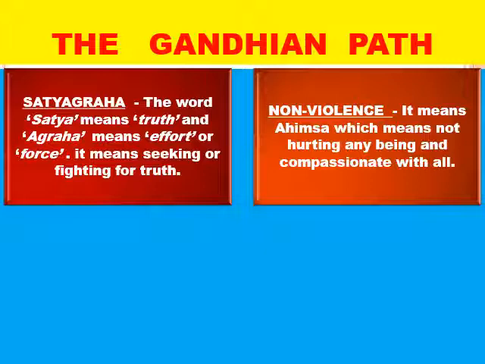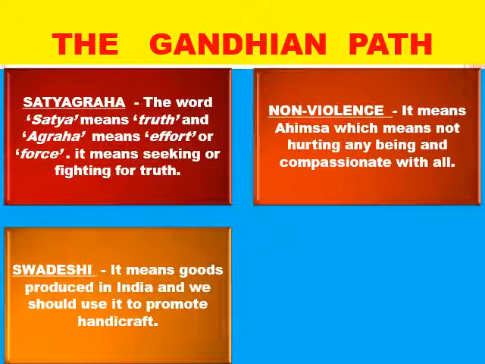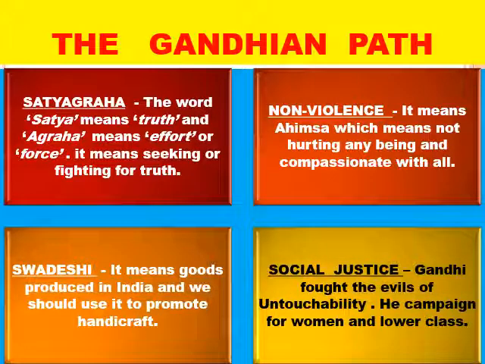So it meant ahimsa, which means not hurting any being and being compassionate with all people, which was basically the ideology of our culture. He also believed in Swadeshi. It means using goods produced within the country to promote the handicraft industry. Social justice was another weapon used by Mahatma Gandhi. He believed that if we are fighting for freedom and there is division within society, then it will not be a good kind of freedom. So Gandhi fought the evils of untouchability. He had campaigns for women, their education, and the lower classes also. So these are the paths or weapons used by Mahatma Gandhi.